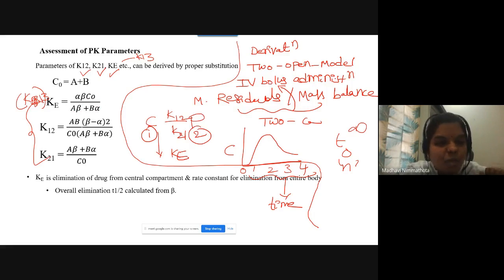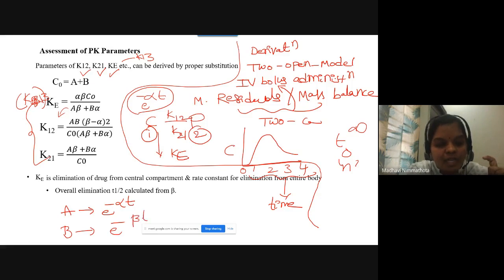Then it is divided by A. A represents the alpha exponential form, right? But here we multiply this A with beta and B with alpha, so we multiply with opposite terms. See, A is nothing but e to the power of minus alpha t, and B is nothing but e to the power of minus beta t.